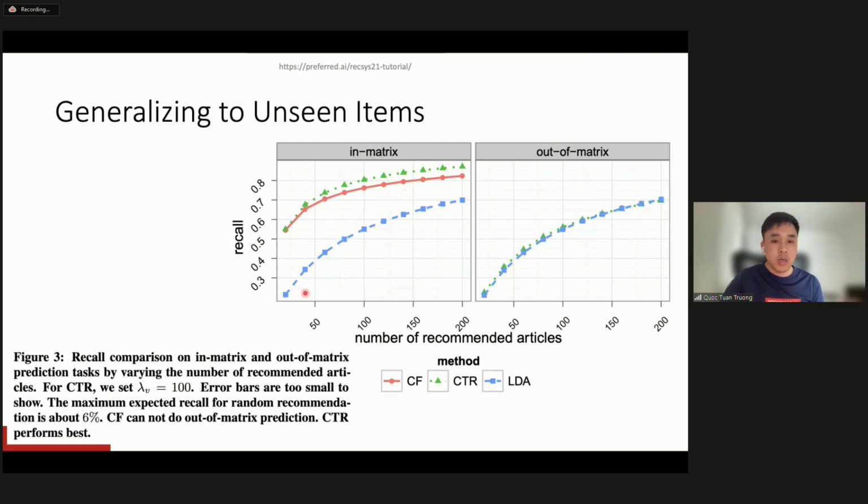Whereas with LDA, which directly uses the topic distribution of the items to make a prediction, it actually performs worse in matrix, meaning the known items in the corpus. Whereas for the new items that come in, the out of matrix scenario, CTR and the LDA model perform comparably. For matrix factorization, we can't make out of matrix predictions because we can't estimate the latent factors of the items. So that is the advantage of this CTR model, where we have access to text for the cold start items.